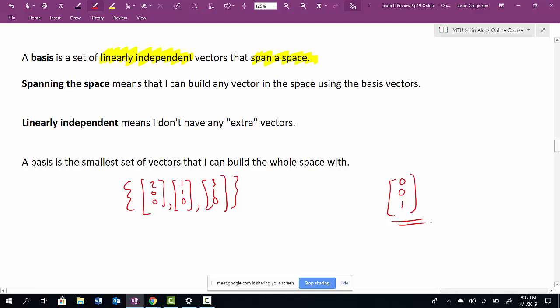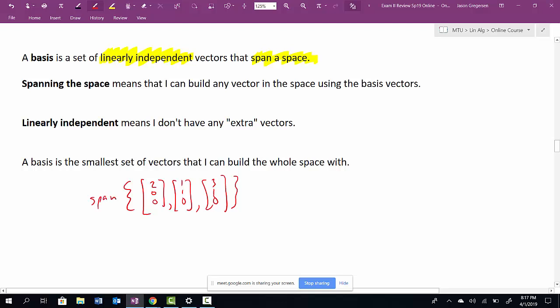Is there any way I could take a linear combination of those three vectors to get to 0, 0, 1? No, I can't, right? So therefore, these three vectors do not span R3. They can't be a basis for R3. Okay, well, let's look at these vectors, though.